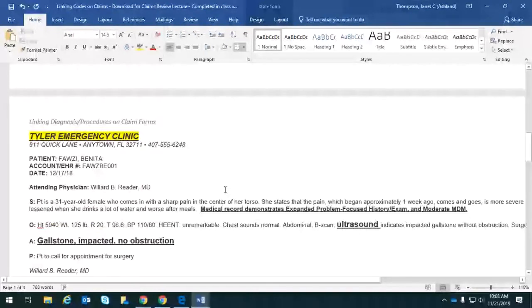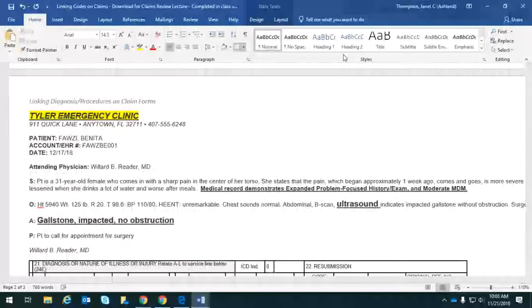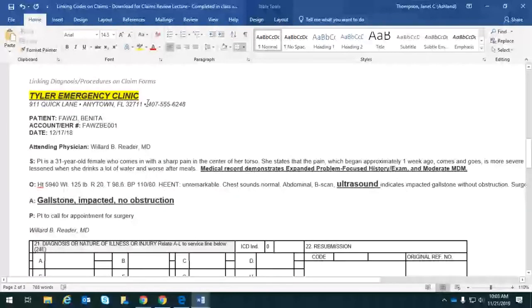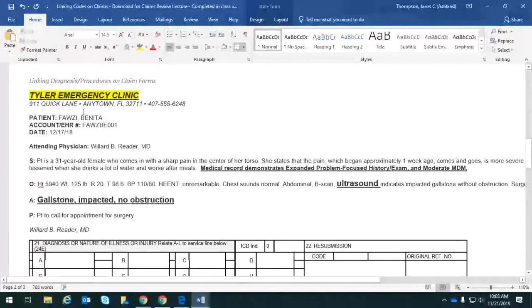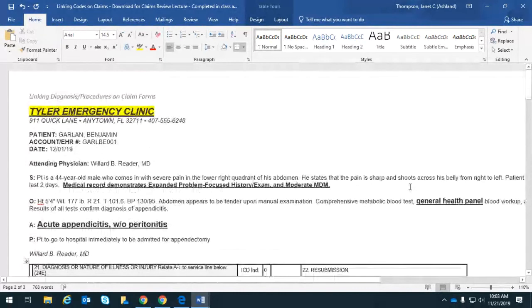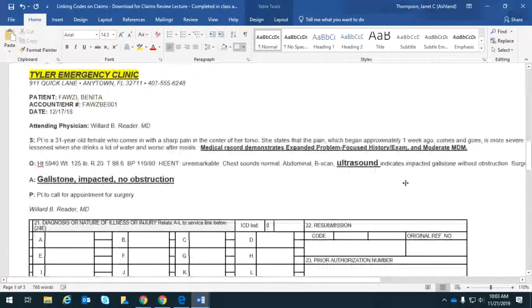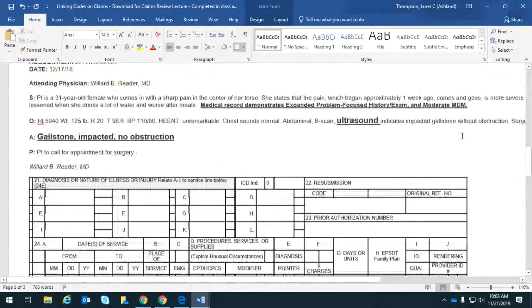There's 3 on this document. So the next emergency visit is for Benita Fawzi, and she is coming to the ER. Medical record demonstrates expanded problem-focused history and exam and moderate medical decision-making. I believe that's the same code. We have the same exact code as before, so that's good.